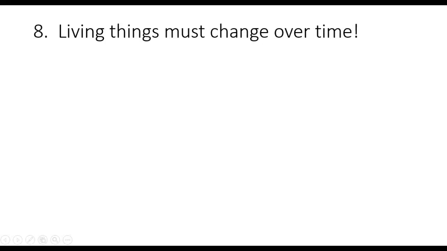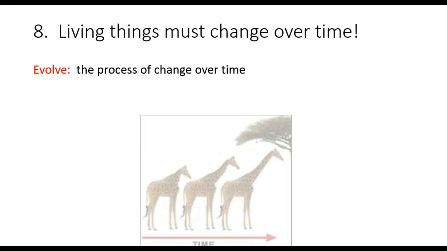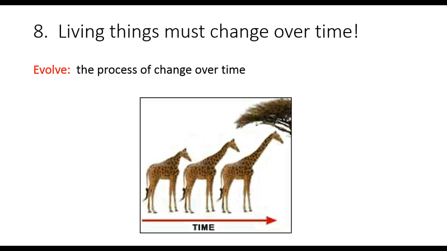Our last characteristic of life, living things must change over time, is based around the vocabulary word evolve, which is the process of change over time. A lot of the times these changes are very, very small, and it takes a long, long period of time. Let's take a look at this picture of a giraffe. As you can see down by the arrow, it's change over time. As it gets further to the right, more and more years go on.